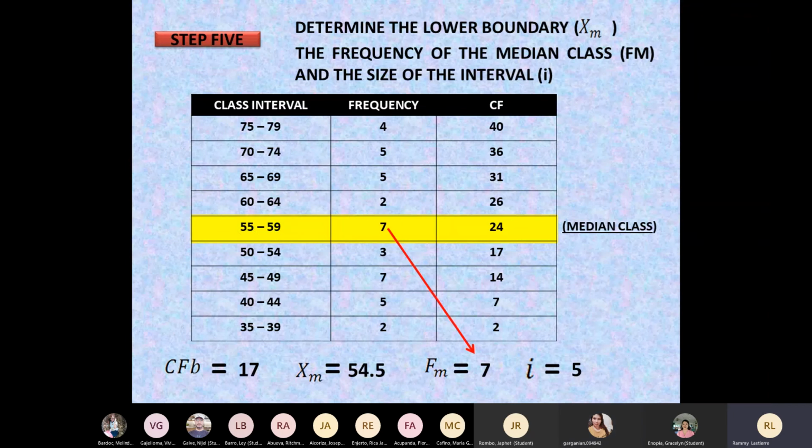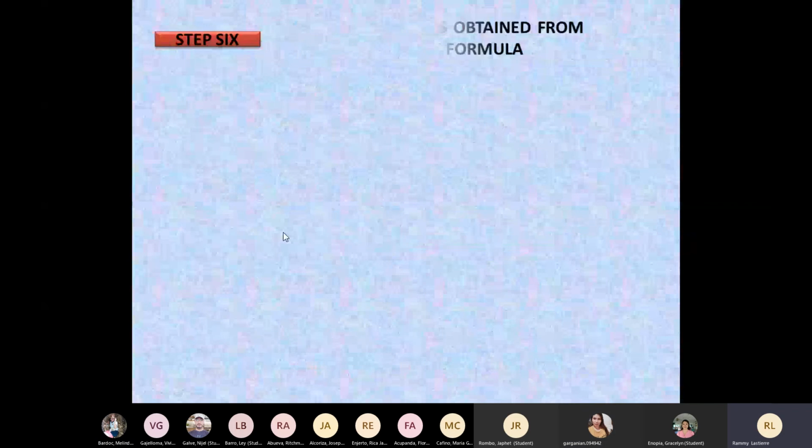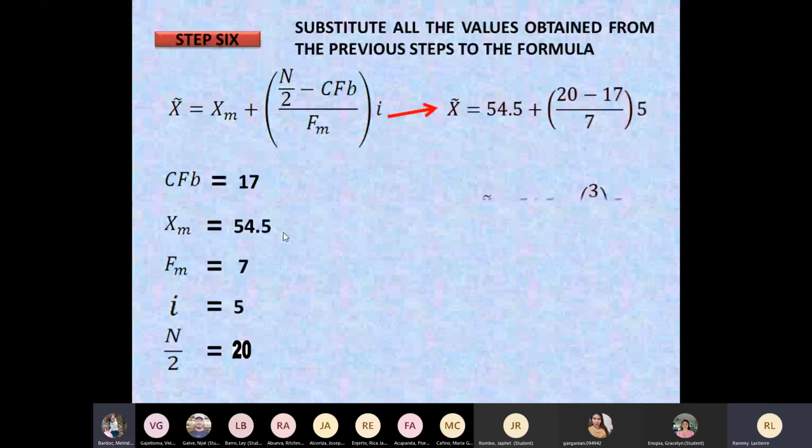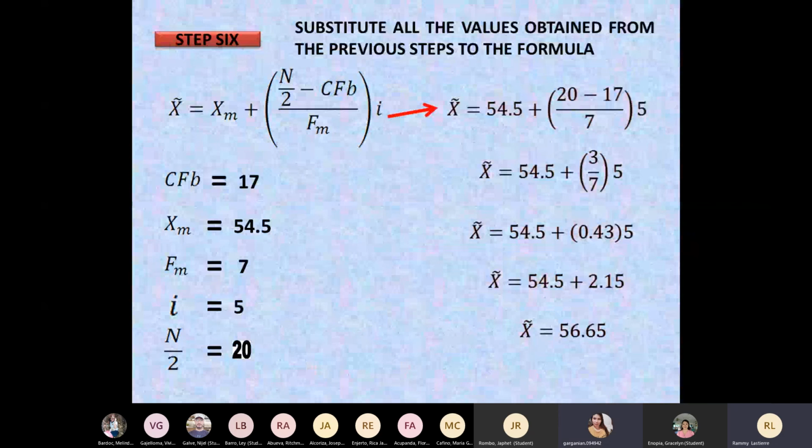If your answer is 63 point something, wrong. Yes, your answer is wrong. Kaya ang median class, makikita dito sa 55 to 59. The median, malocate siya sa median class between 55 to 59. So your answer is correct. Ganun ganun ang median. Okay? So this one is for the median for the group data.